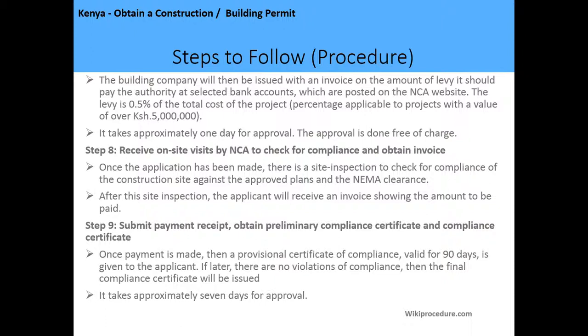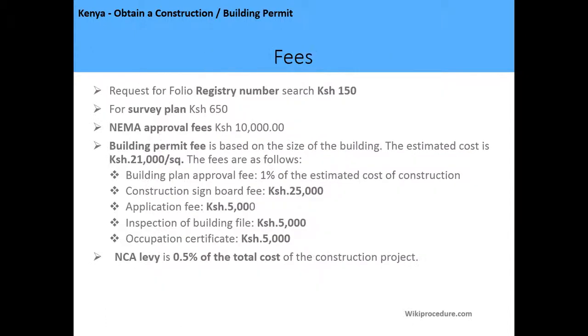So it is actually a tedious process. It has 9 whole steps to go through to get the certificate. So the fees are as follows: survey plan is 650, registry number 150, NEMA approval fee 10,000 shillings. The building permit is 21,000 per square foot. Building plan approval fee 1% of the estimated cost of construction.